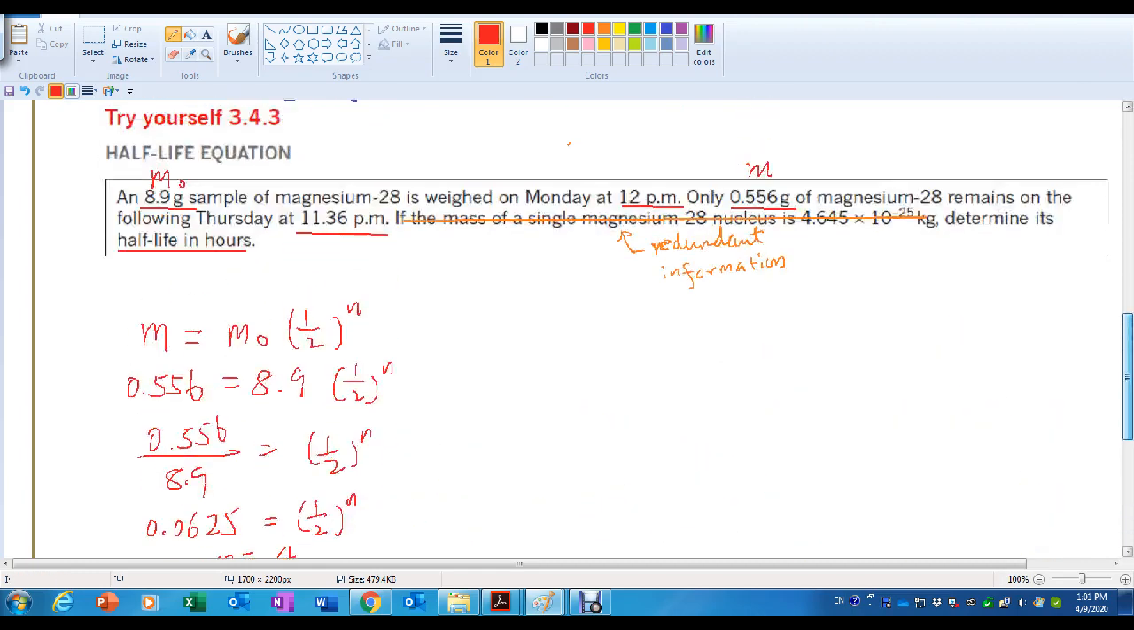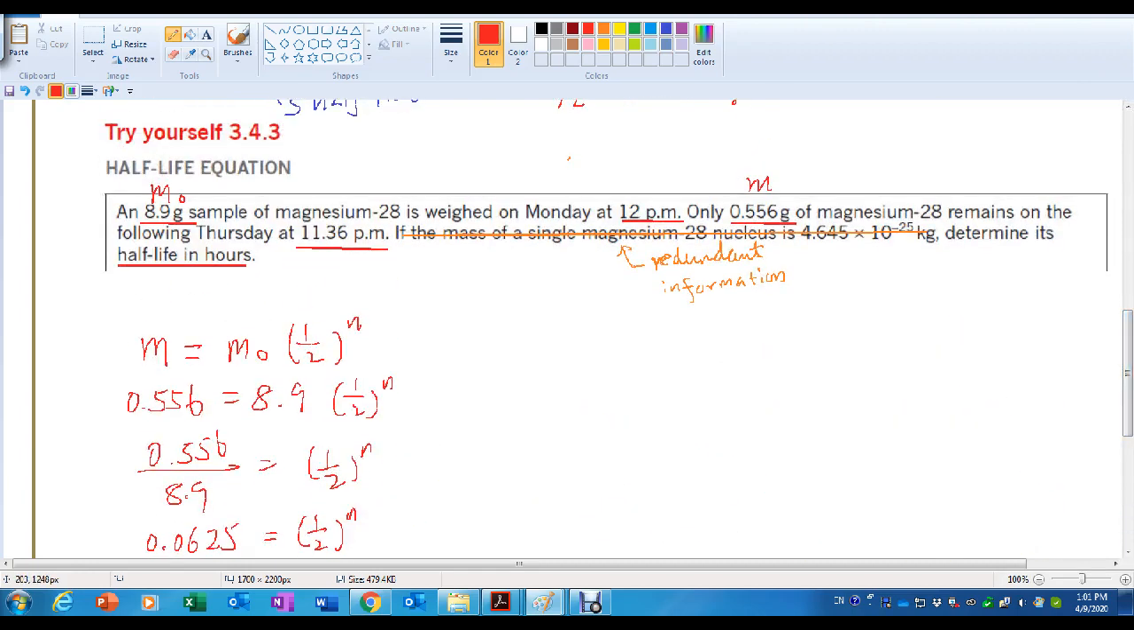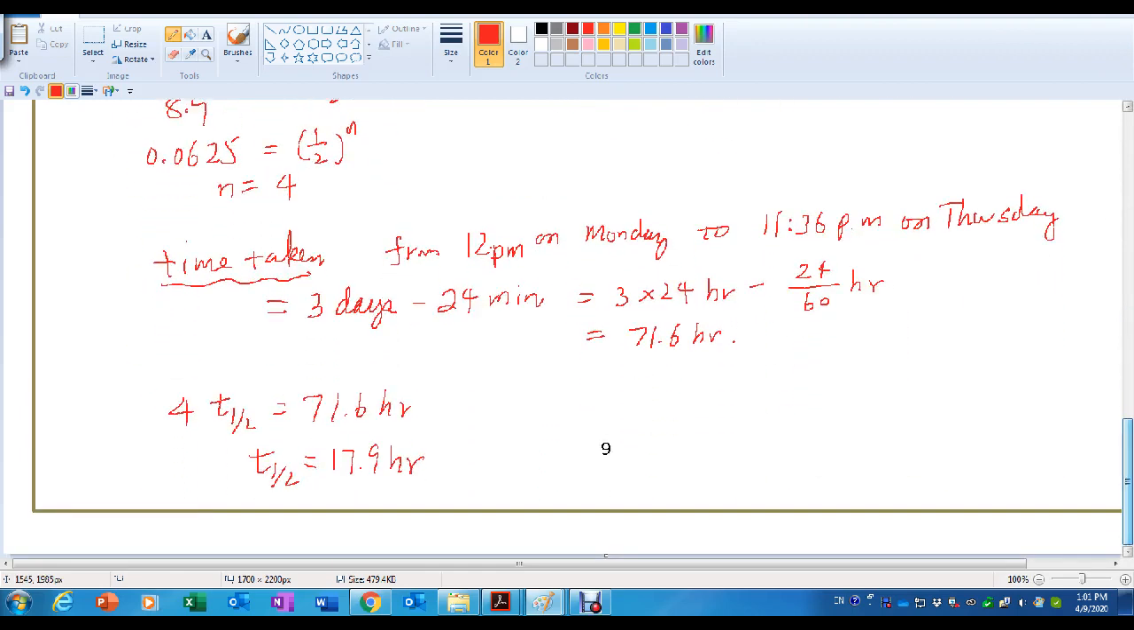Because the question asks you to determine the half-life in hours, you have to change all these into hours. 3 days means 3 times 24 hours, and 24 minutes means 24 divided by 60 minutes per hour, right? So that gives you 71.6 hours. That's equivalent to 4 half-lives, so each half-life is 70.9 hours. If you get the answer, congratulations, you really understand how to do it.